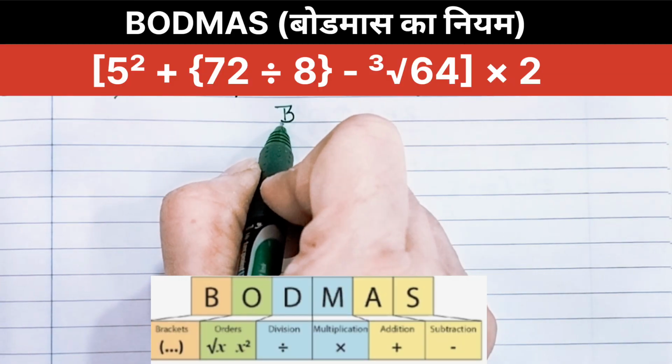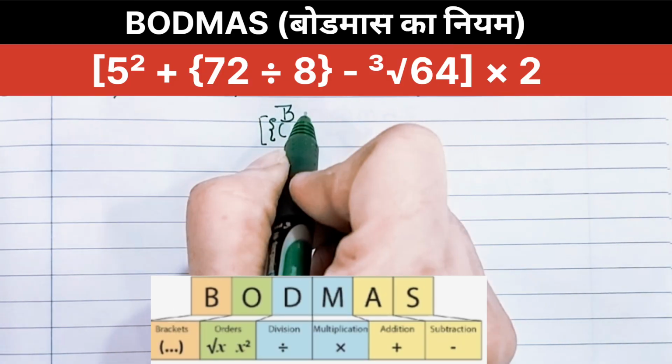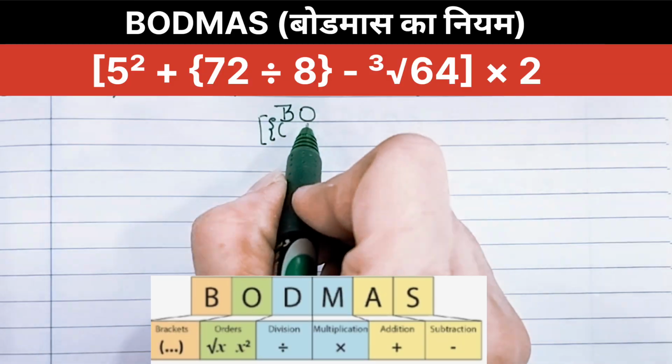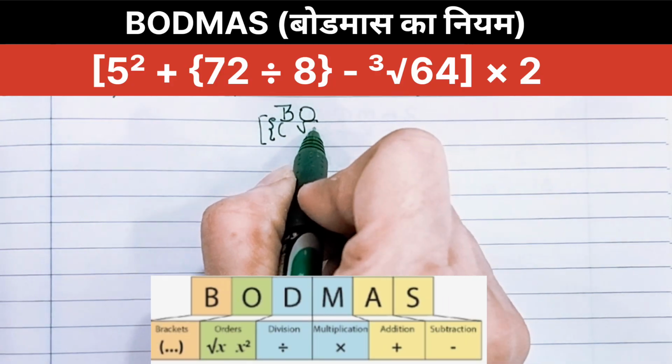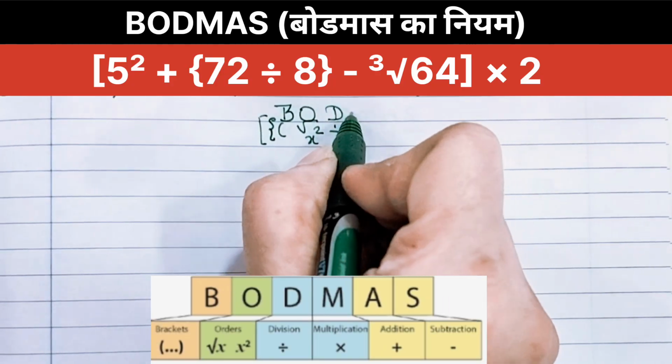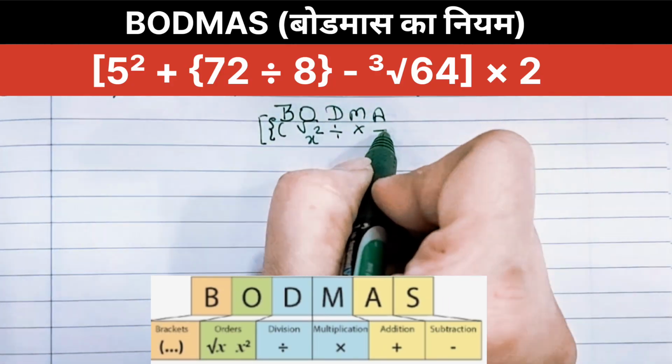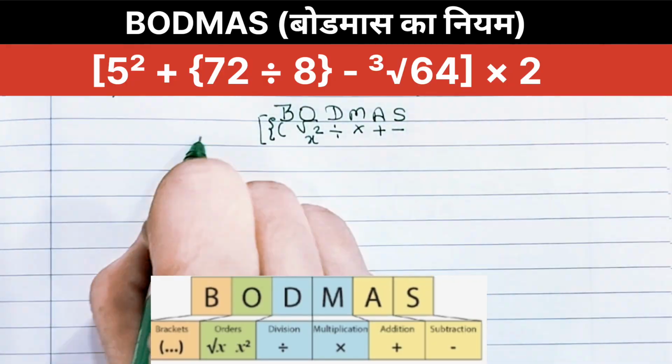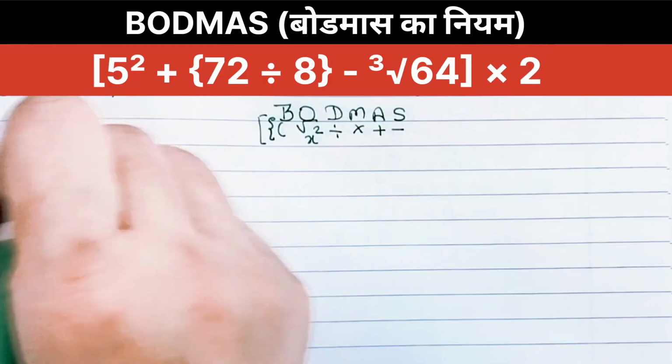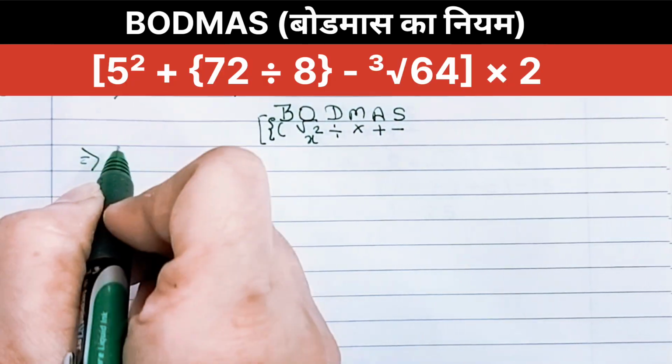BODMAS rule says first we solve brackets: small bracket, curly bracket, then square bracket. O stands for of, which we convert into multiplication, and we solve roots and exponents. D stands for division, M for multiplication, A for addition, S for subtraction. According to this BODMAS sequence, we'll break down this expression with a step-by-step solution.